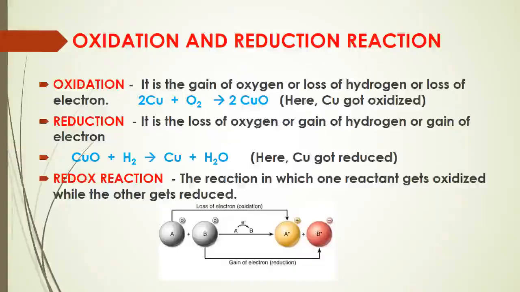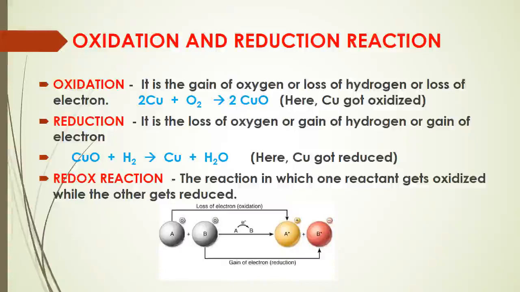Last type of reaction is oxidation and reduction reaction. Oxidation is addition of oxygen or removal of hydrogen. It is also loss of electron. Burning of copper will be converted into CuO. Here Cu got oxidized.